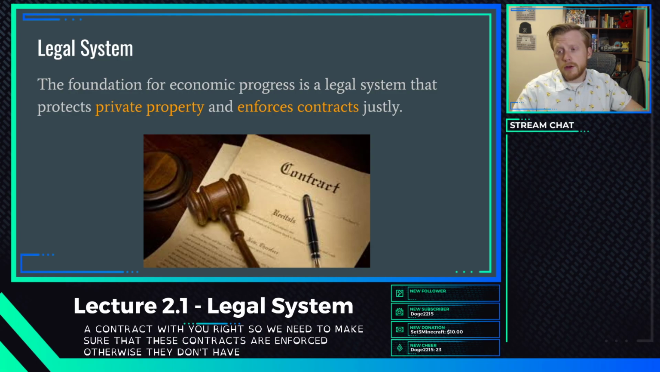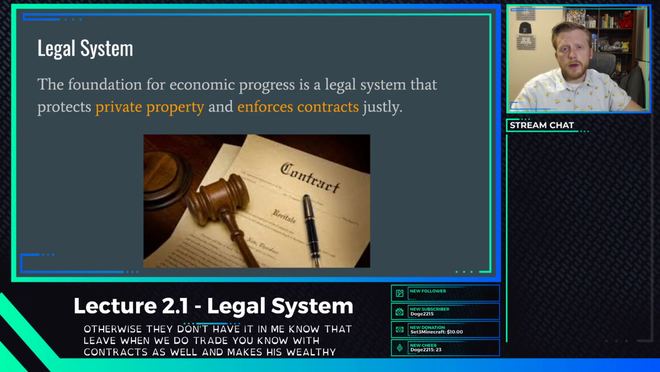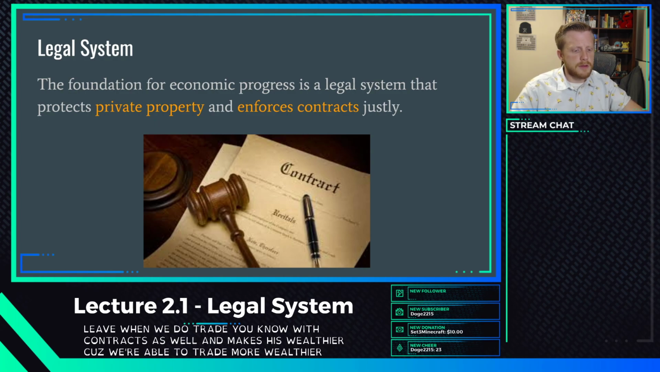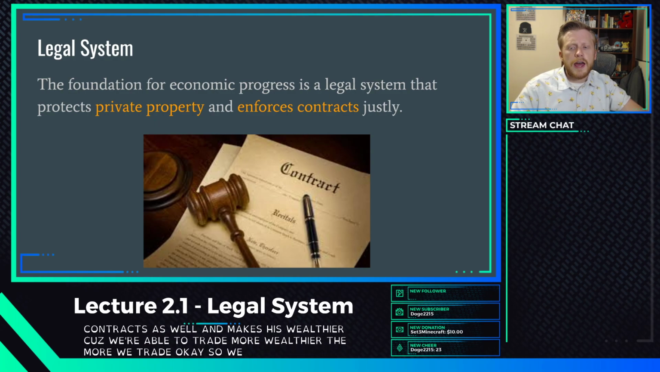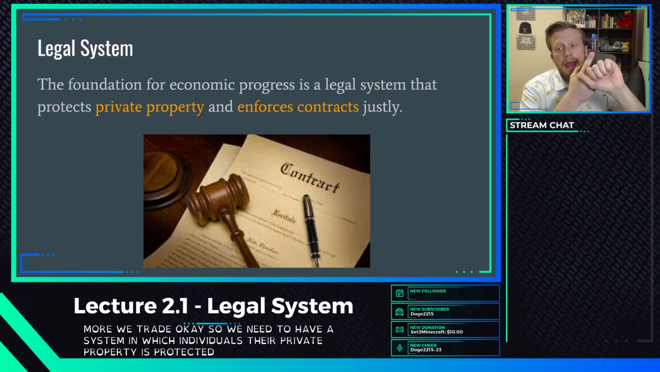Otherwise, they don't happen. And we know that when we do trade with contracts as well, it makes us wealthier because we're able to trade more. We get wealthier the more we trade, okay? So we need to have a system in which individuals' private property is protected, and we can enforce contracts.